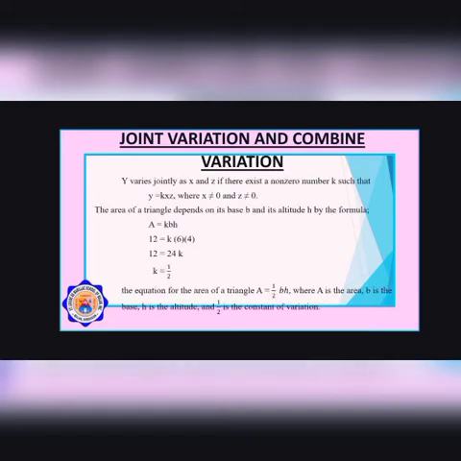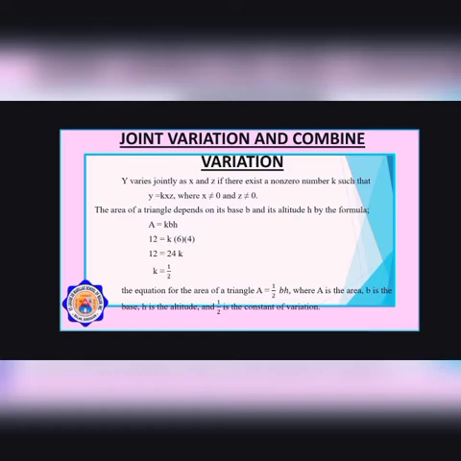The joint variation: y varies jointly as x and z if there exists a non-zero number k such that y is equal to k times x times z, where x and z is not equal to 0. So, dapat ang x and z mo is not equal to 0. Then, the area of a triangle depends on its base, b, and its altitude, h, by the formula. So, this is an example.